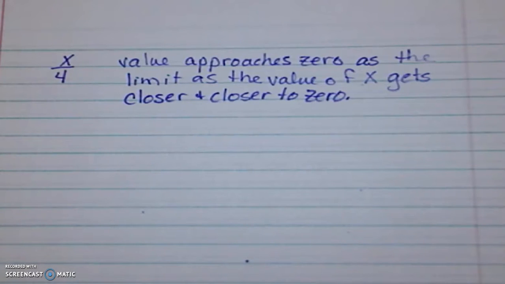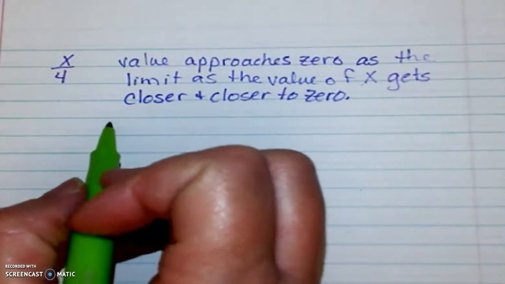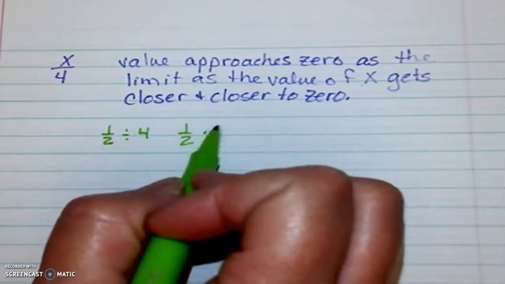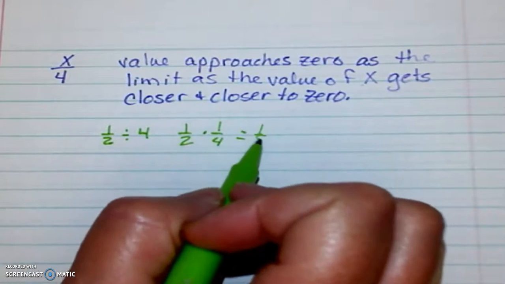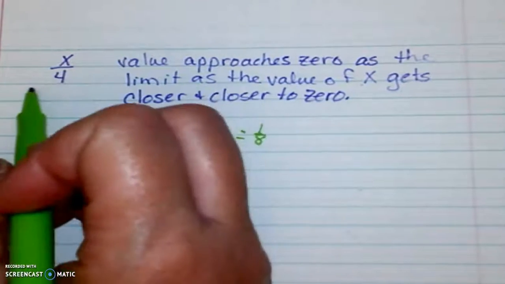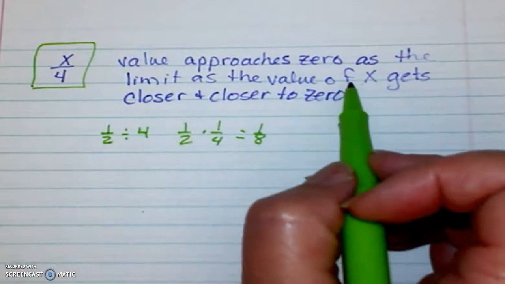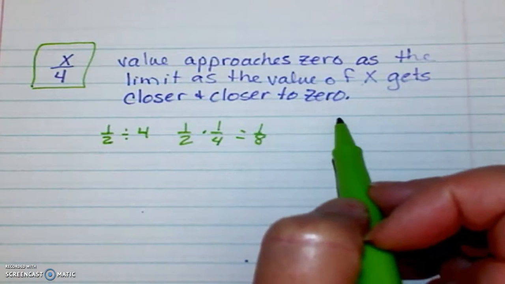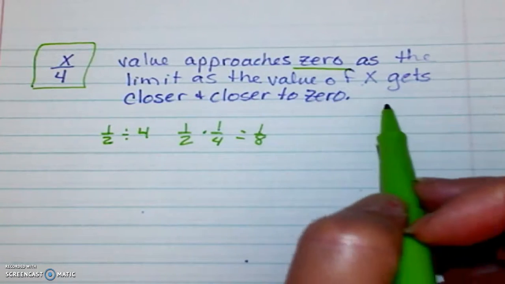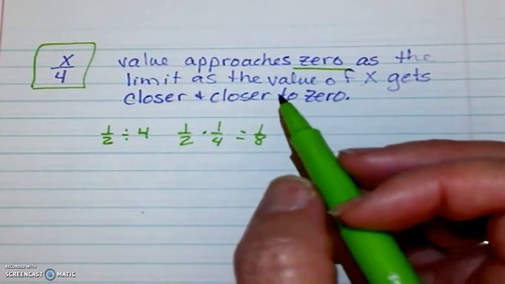So if the numerator is 16, what if the numerator is 12? What if it is 8? What if it is 4? What if it is 1? What if it's a half? If it's a half, you're going to have 1/2 divided by 4, which means 1/2 times 1 over 4, and you get 1/8. So as you calculate this fraction, the value is going to approach 0 as x gets closer and closer to 0.